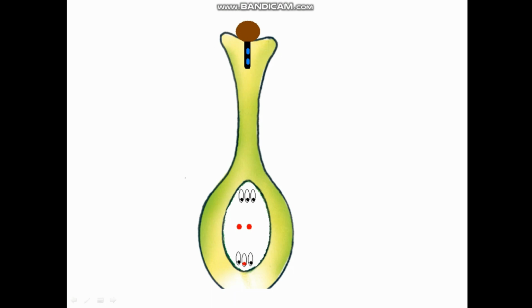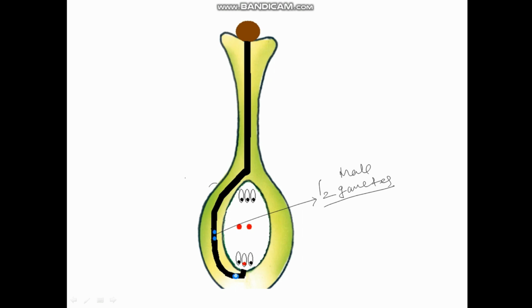Inside the pollen tube, two nuclei develop. One is the generative nucleus and another one is the tube nucleus. Then the pollen tube continues to grow. After that, the generative nucleus divides and makes two gametes. So two male gametes are produced from the generative nucleus and the tube nucleus disappears.